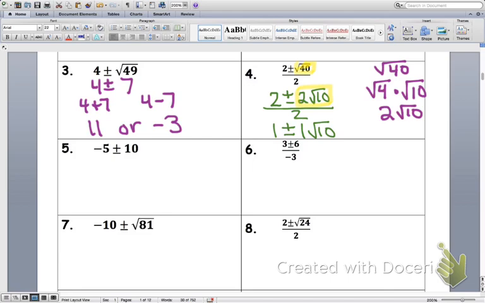Let's move on to number 5. Same thing as before, -5 plus 10 and -5 minus 10, which gives me +5 or -15.